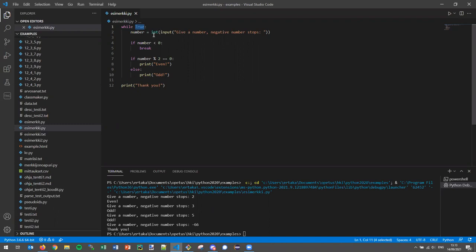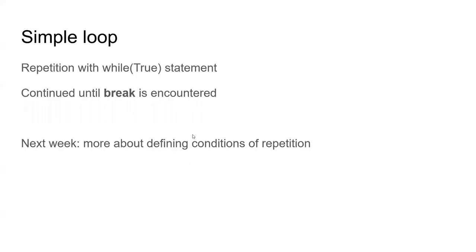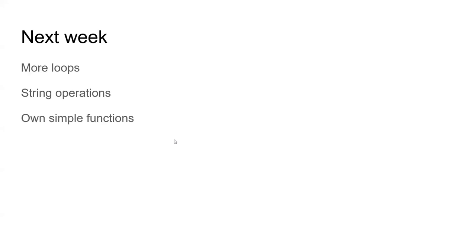But for any other input value, we check if it's an even or odd number, and then the execution continues from here. Like we see, it keeps on repeating the same code over and over again. So there are some simple examples and some simple exercises about this one, and then we will continue on more complicated loops next week. And that's basically all the stuff for this week.